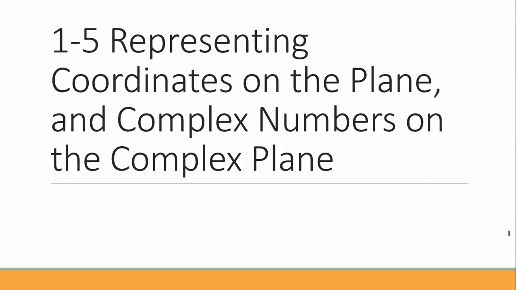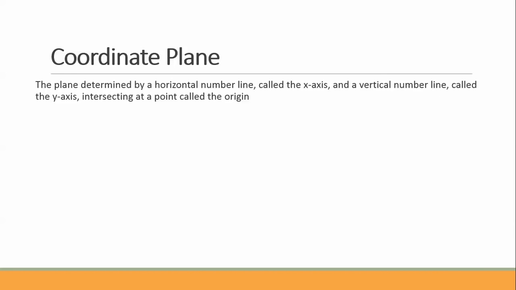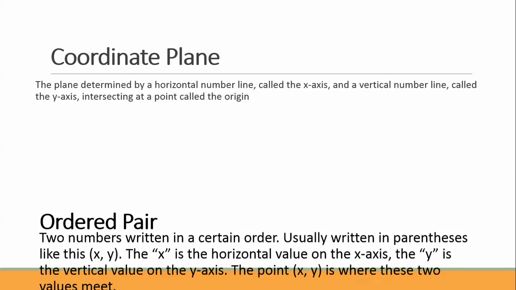The next thing we're going to discuss is representing coordinates on the coordinate plane and complex numbers on the complex plane. They're extremely similar, and complex numbers are not complex in this case. A coordinate plane is a plane determined by a horizontal number line called the x-axis and a vertical number line called the y-axis, intersecting at a point called the origin.